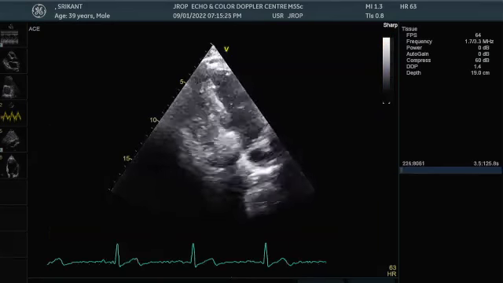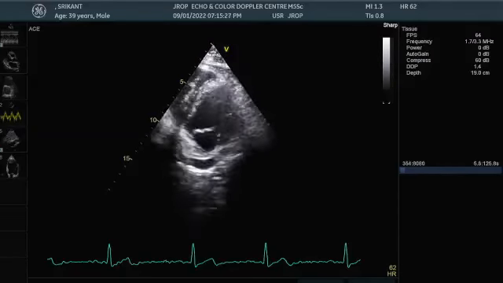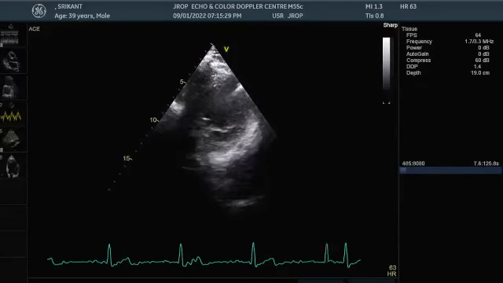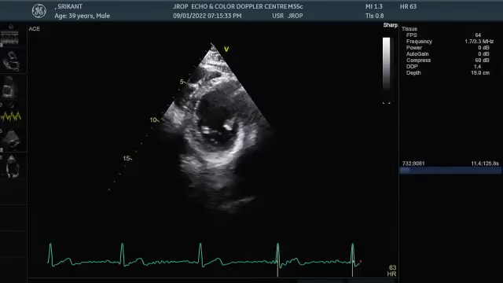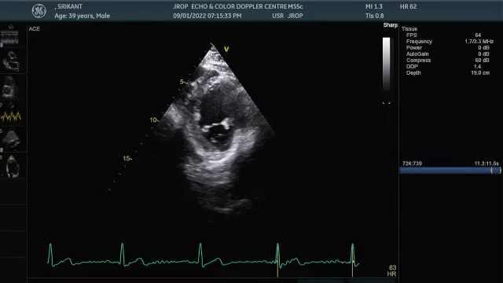Okay, sir. One more thing. That vena contracta for mitral regurgitation, is it necessary to check vena contracta in parasternal mode only, or can we check in apical also? No, always parasternal. Apical we overestimate. Okay, sir.